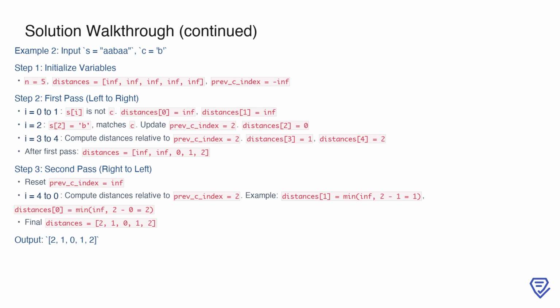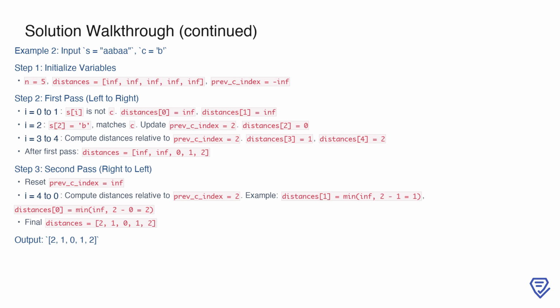For the remaining indices, we calculate the distances relative to prev_c_index. For example, at index 3, the distance is 3 minus 2, which equals 1, and at index 4, the distance is 4 minus 2, which equals 2. After this pass, the distances array is inf, inf, 0, 1, 2. Next, we reset prev_c_index to positive infinity and perform the second pass from right to left.